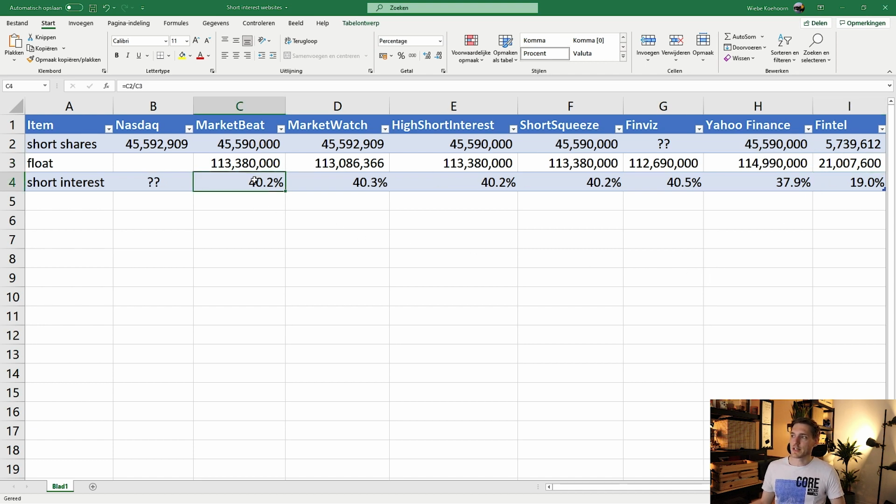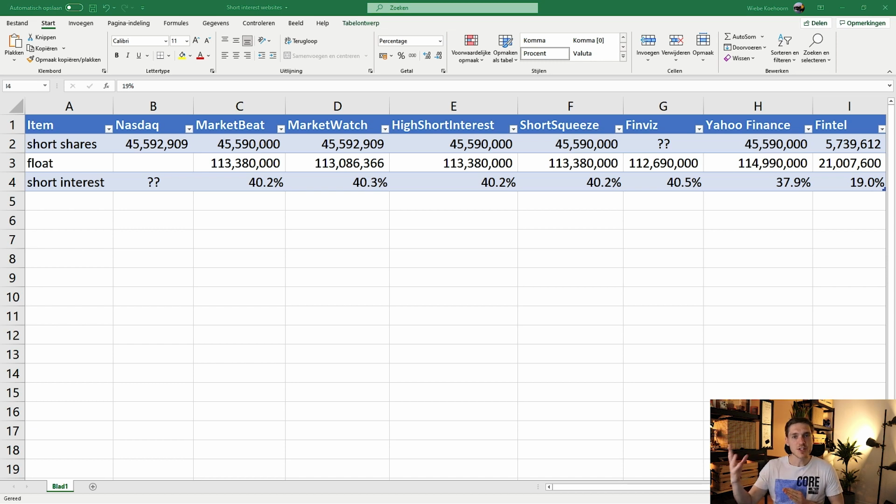And if you look at the short interest, the percentages are very similar for MarketBeat, MarketWatch, iShortInterest, ShortSqueeze, and FinViz. So you can see that these five are all very similar, and Yahoo Finance is a little bit lower because the amount of float is a little bit higher over there. And again, if you look at Fintel, this is a different number, so it is the short volume ratio instead of the short interest ratio.